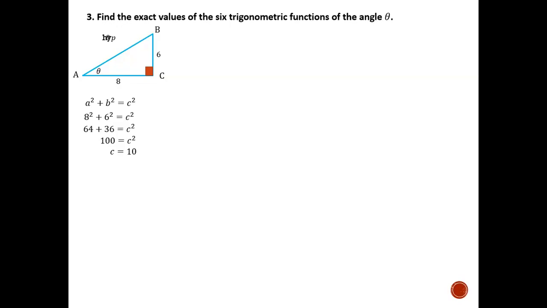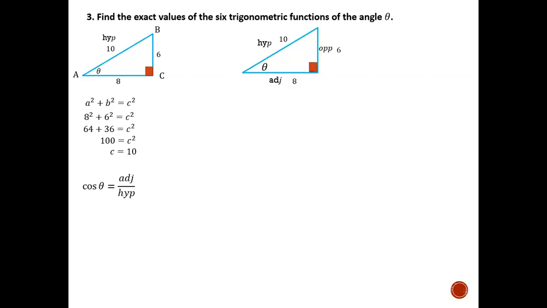Once we have our hypotenuse, we are able to find the six trigonometric functions. Just to review our labeling on our right triangle, the line segment opposite to theta we call OPP, short for opposite. Adjacent to the angle is the line segment AC, and the line segment A to B is our hypotenuse. So our adjacent is 8, our opposite is 6, and our hypotenuse is 10.